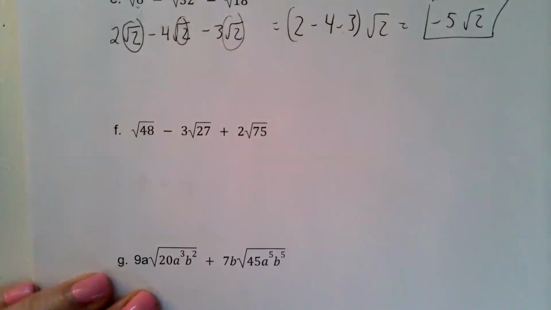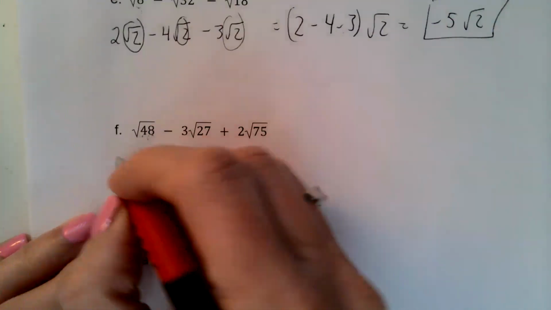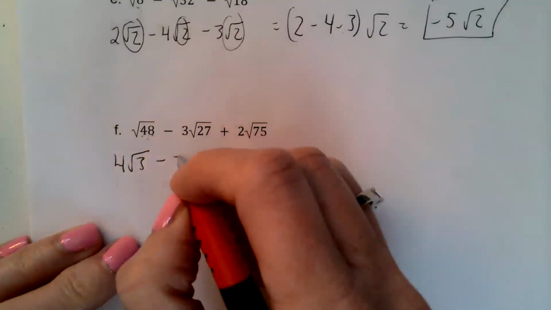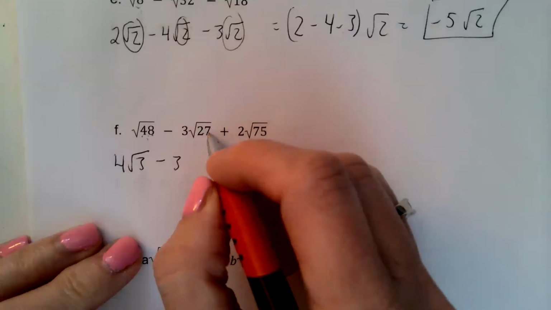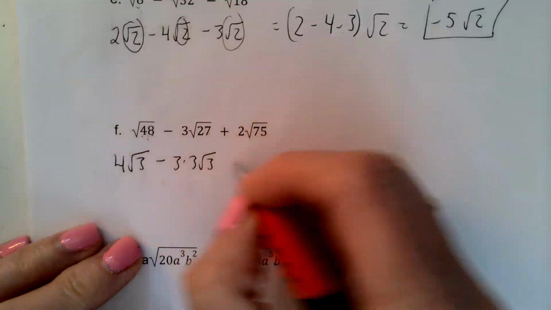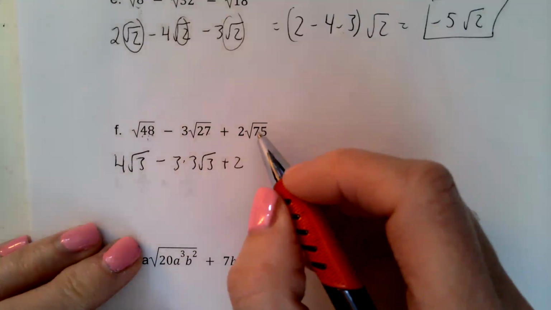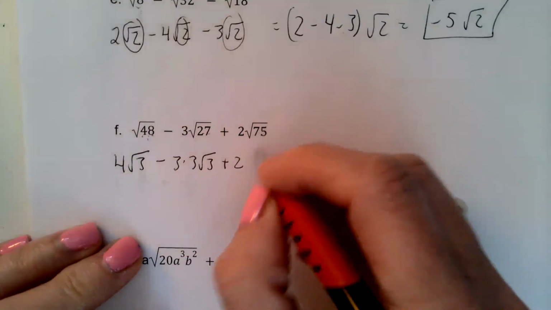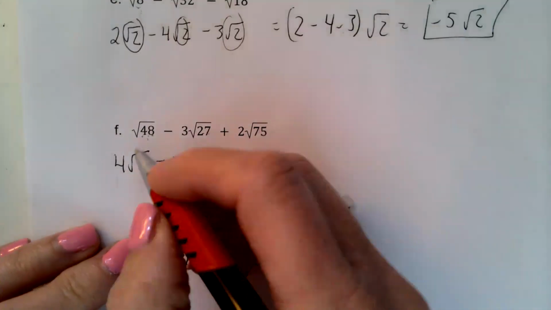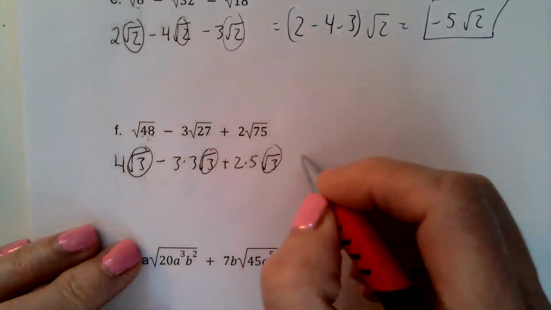Likewise, I'm doing the same thing here. So 16 times 3 in here, so that's going to be 4 times the square root of 3 minus 3, and then 9 times 3 is in the square root, so there's going to be another 3 times the square root of 3 plus 2, and then the square root of 75 is really the square root of 25 times 3, so the square root of 25 is 5, so 5 comes out in square root of 3. Okay, so they all have a square root of 3.